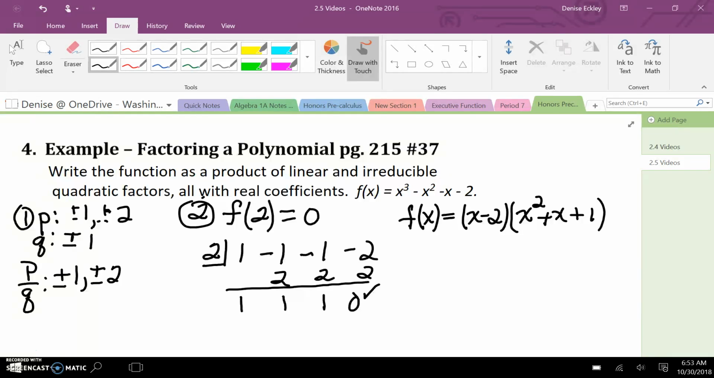And we're not asked to find all the zeros, so that's as far as you have to take this problem.